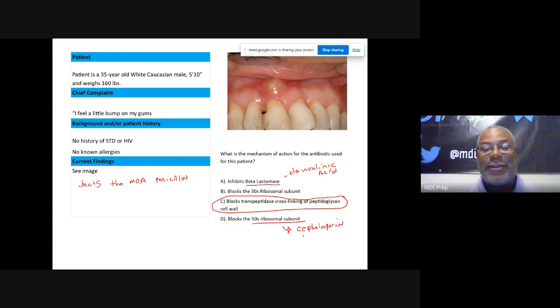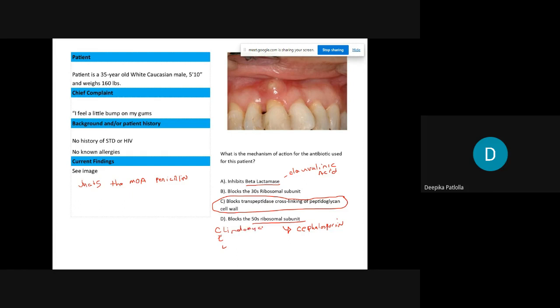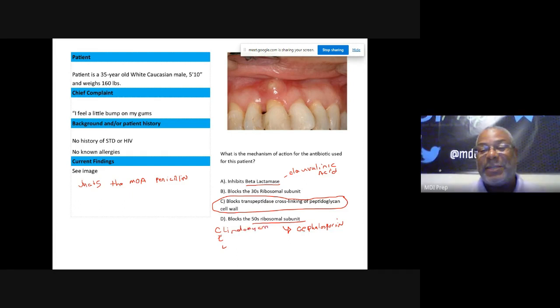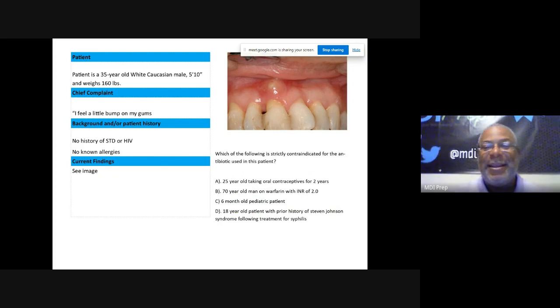Okay, we're going to learn this in just a second. I think you did remember the cell wall, but the 50S would be like clindamycin. Cephalosporins work almost like a penicillin, which we're going to see in just a second. But anyway, these are just warm-up questions. Don't worry.